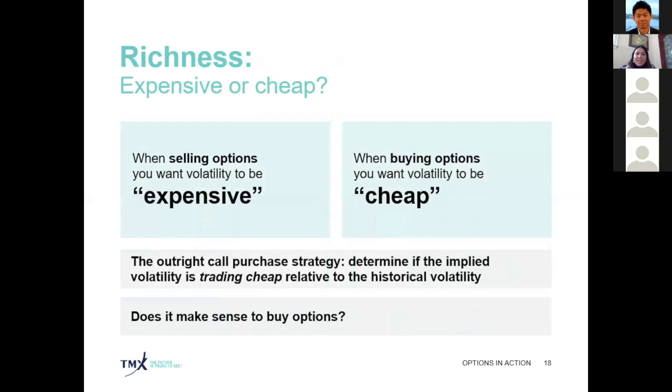Richness. This is the last factor for evaluating richness. When you sell stocks, you want them to be trading high, and when you buy stocks, you want them to trade low. Options work the same way, except by evaluating volatility. I think you just learned about volatility in a previous session on covered calls. So when selling options, you want volatility to be expensive, and when buying options, you want volatility to be cheap. For the outright call purchase, you want to determine if implied volatility is trading cheap relative to the historical volatility. Basically, you want to see if you're getting a good deal for what you're buying.